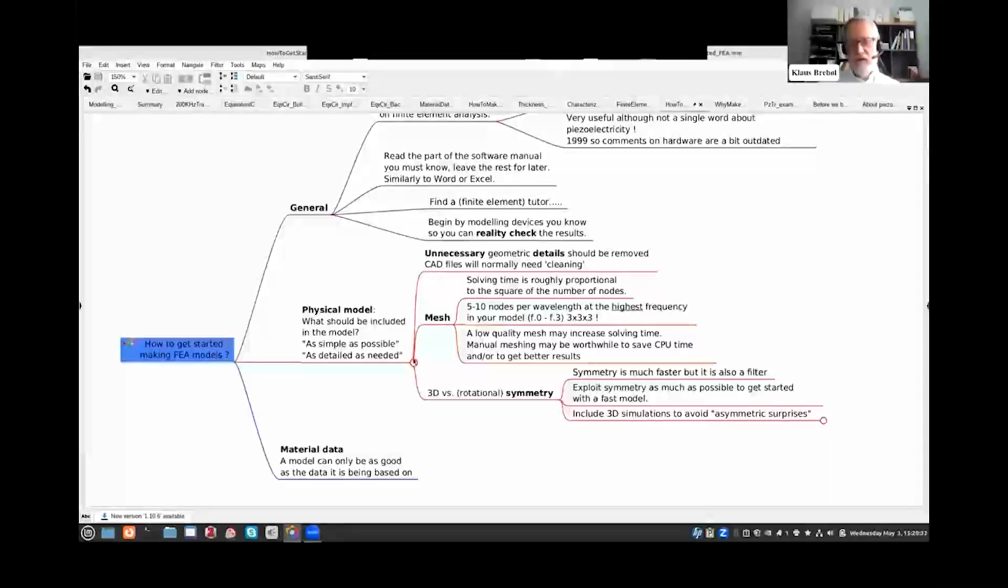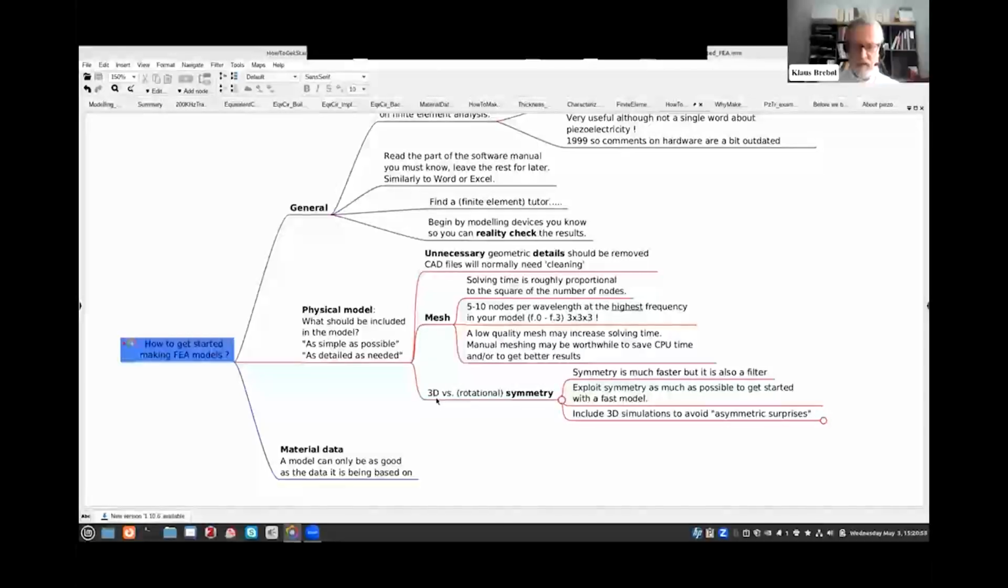On the other hand, if you fall out at the other end with a low quality mesh, too few nodes or other problems, you may end up increasing solving time, although you have very few nodes. So it's a compromise. And sometimes you may even choose to do manual meshing to get a faster converging solution and a better quality of your results.